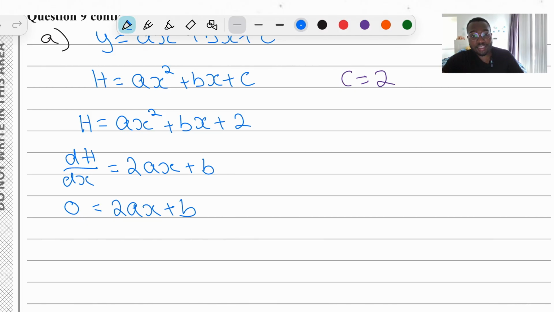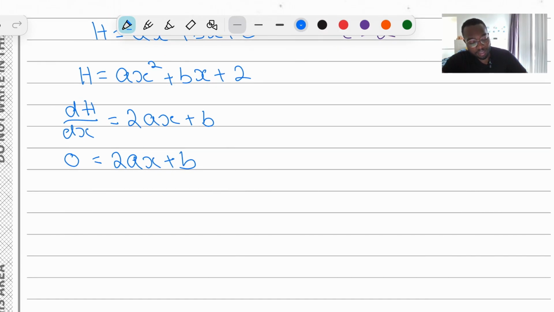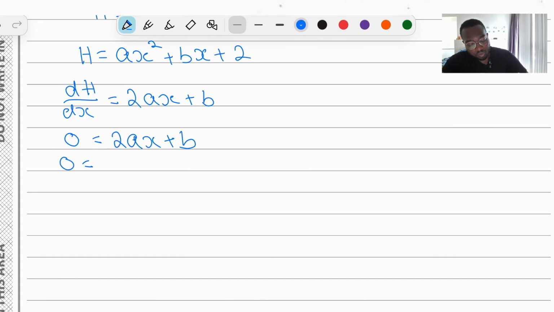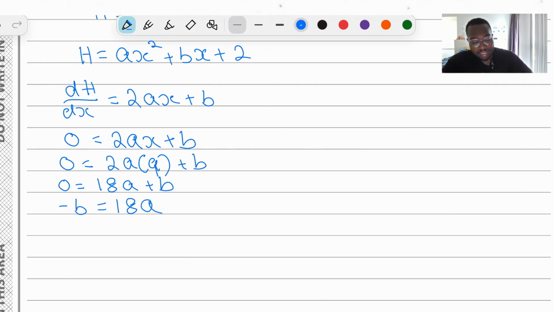We know that x is 9 at this stationary point, so we can plug that in. We get 0 is equal to 2a times 9 plus b. If I rewrite this, 0 is equal to 18a plus b. How does this help us? Well, we know that b must equal minus 18a.